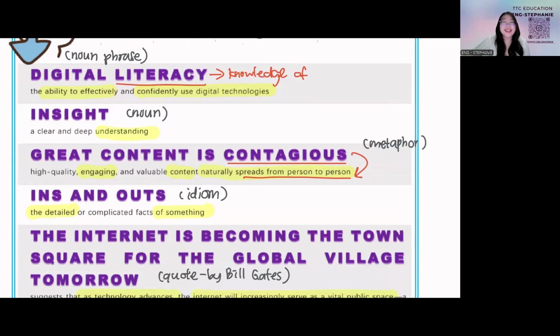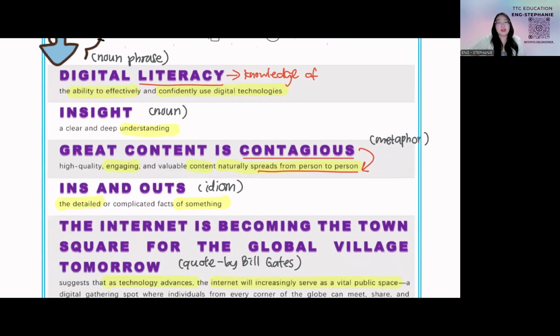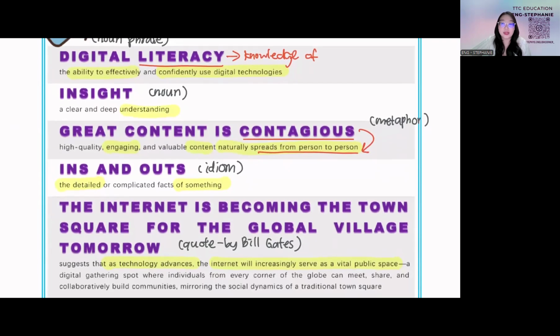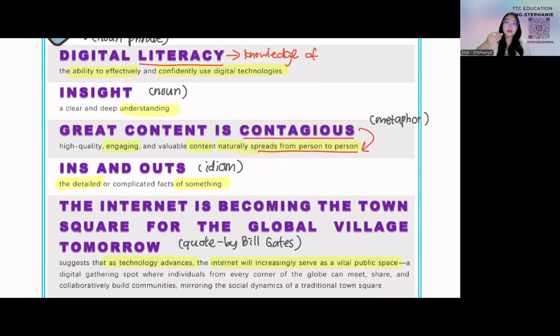You can say that the internet is becoming the town square for the global village tomorrow. It means that because the internet is so convenient, it can help bring everyone together. It's not borderless anymore. So as technology advances, the internet will increasingly serve as a vital public space.